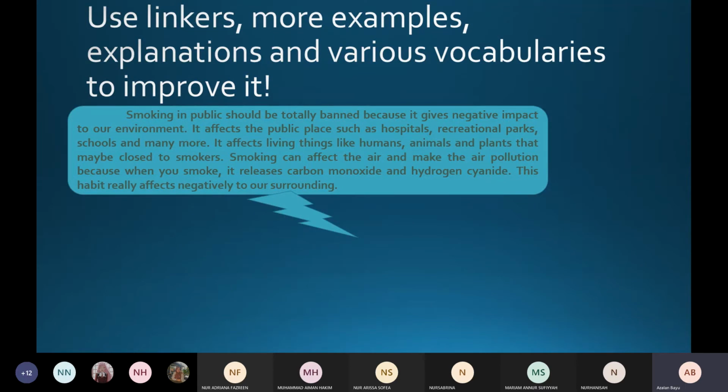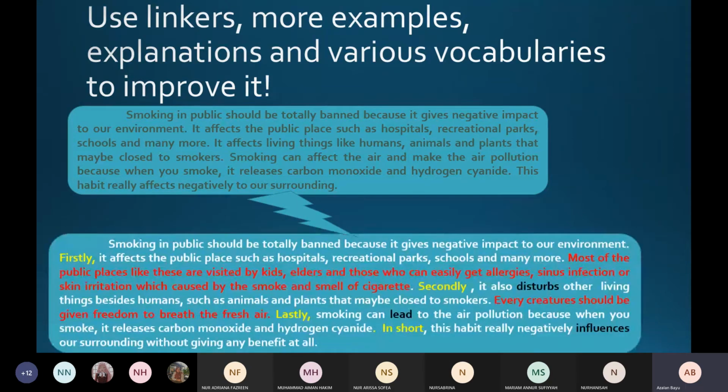Inilah my suggestion, the improved version of this paragraph. Yang mana I gunakan linkers, I gunakan more example or explanation, and I gunakan vocabularies yang pelbagai lah. Okay, bukannya I ulang-ulang. Okay, bila ni dia akan jadi lebih panjang. Alright, yang putih tu adalah topic sentence. Alright, and then I gunakan linkers.